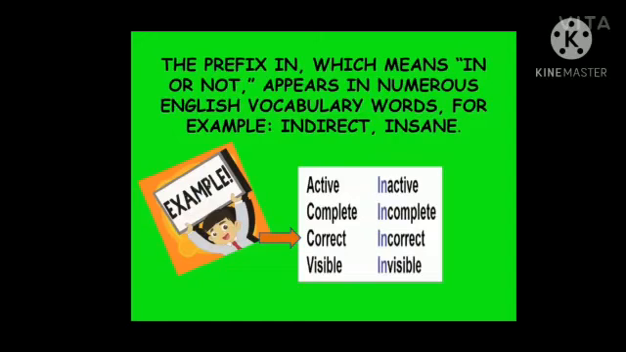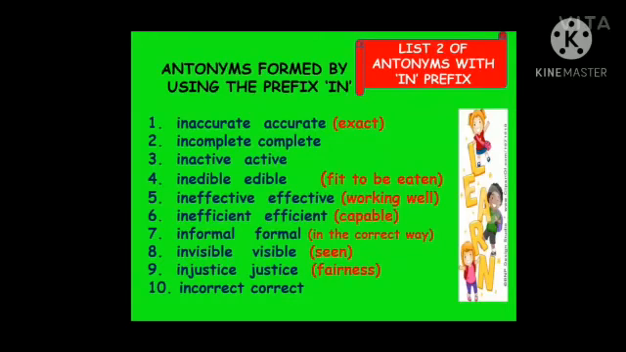Now, a few words are given, and I will also tell you the meaning of the words which might be a little difficult for you. But here I have given you the opposite, and then you will remove the in to see how the opposite of that word is formed. Like inaccurate means something which is not exact. Now, how will we form the opposite? By just removing the prefix and it becomes accurate. It means exact. Incomplete, complete.